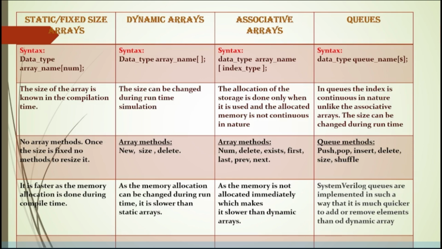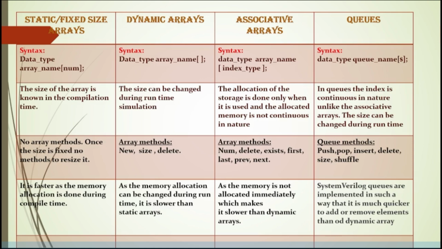Now coming to the main difference between associative arrays and queues. Basically, as I told you, for very large amounts of memory allocation, you will be using associative arrays. But queue is not the case. Here a queue is somewhat similar to dynamic arrays. In a queue also, the size can be allocated and changed during the runtime. As I told you, dynamic array and queue are somewhat similar, so let us see what the differences between them are.